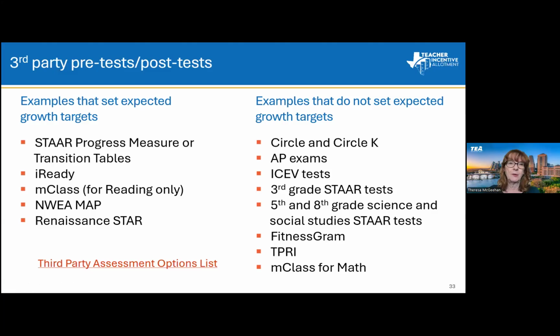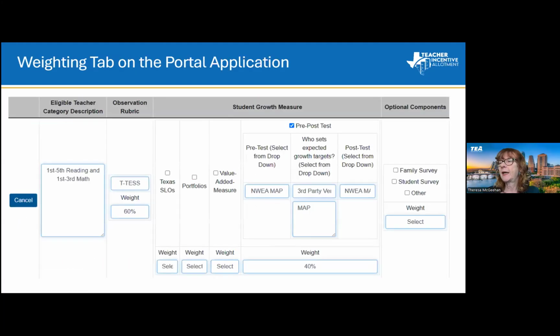Please do look at that third-party assessment options list to verify, or reach out to the vendor and ask them just to make sure whether you need to create them at the local level or whether the test itself comes with growth targets. So we're going to just take a quick look at the weighting tab on the portal now that we've done some background.